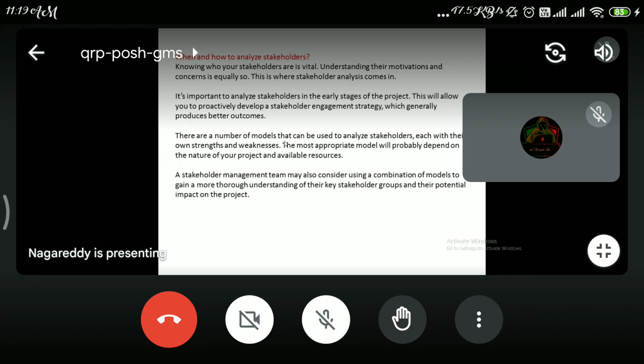We are going to develop strategies between a stakeholder and a project. It generally produces better outcomes in the project. There are a number of models that can be used to analyze the stakeholders. There are a very high number of parameters to identify or analyze stakeholders. Each one has its own strengths and weaknesses.